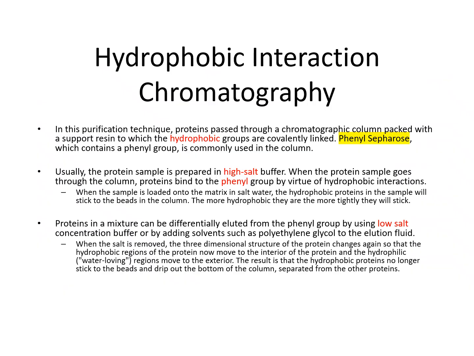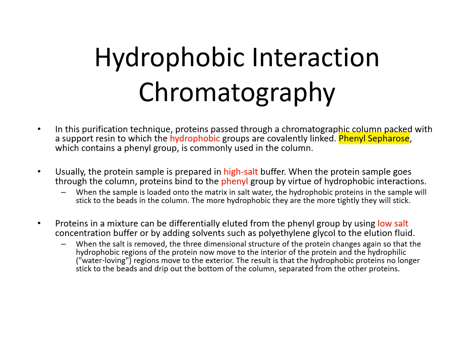And then the last one is the hydrophobic interaction. So in this purification, protein passes through a chromatography column packed with a supported resin to which the hydrophobic groups are covalently linked. Phenylsepharose, which contains a phenyl group, is commonly used in this column. So normally the protein sample is prepared in high salt. When you treat the sample with high salt, those hydrophobic amino acid residues will be exposed outside for the hydrophobic interaction.